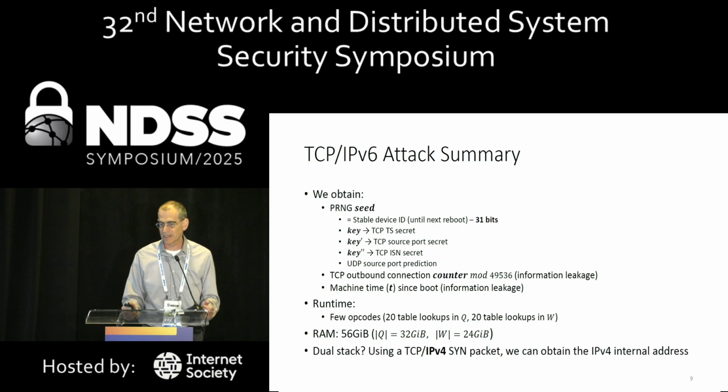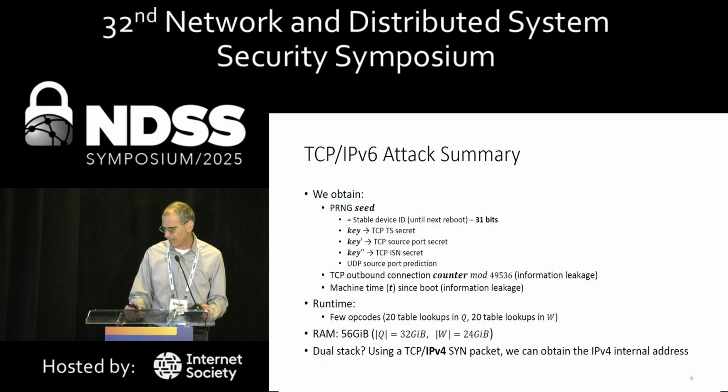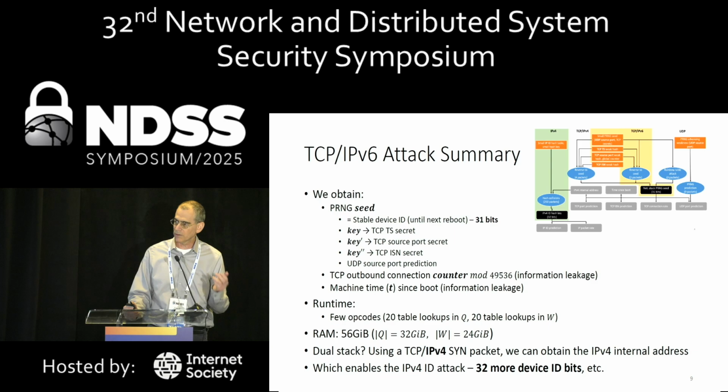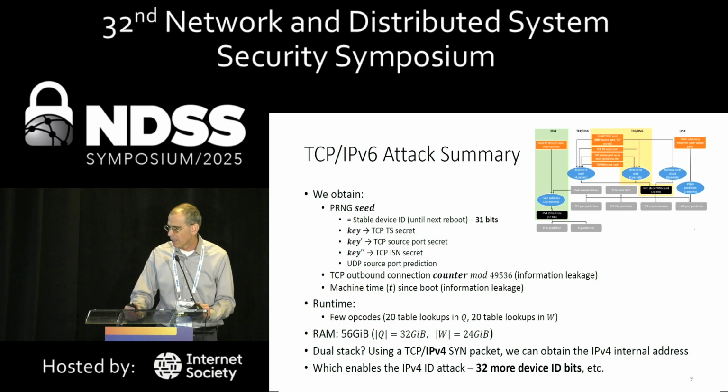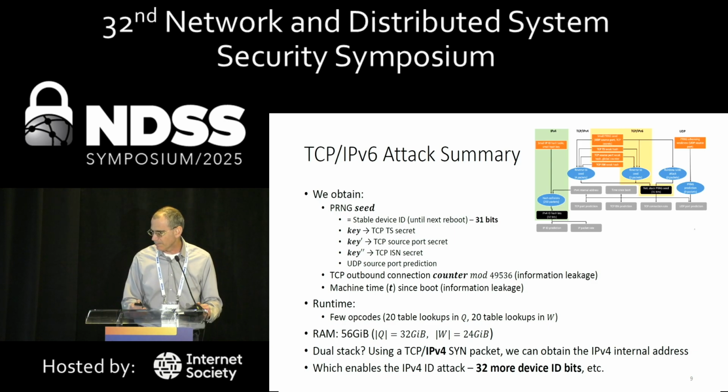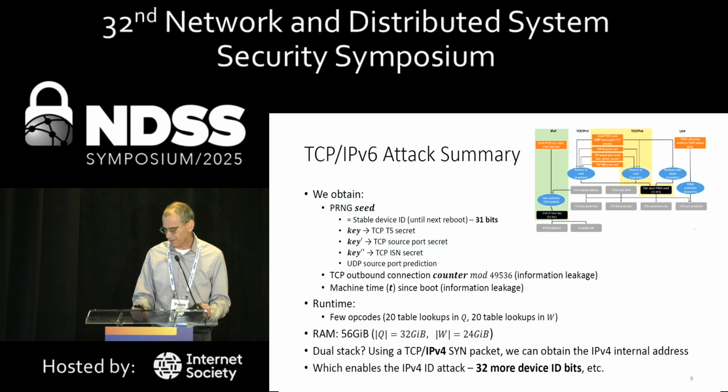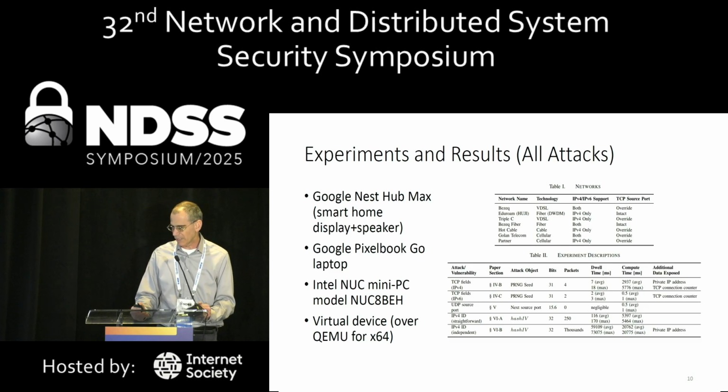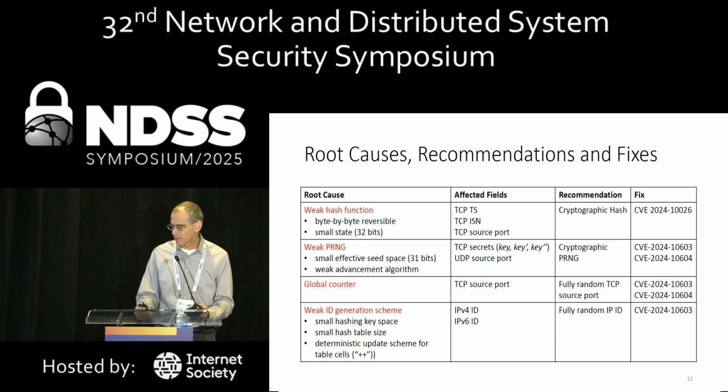If we have a dual stack, so both IPv4 and IPv6 on the same device, we can use another TCP IPv4 SYN packet to obtain the IPv4 internal address. And then if you recall the diagram I showed earlier, we can use the IPv4 address to get another 32 bits of ID. We conducted some experiments on 4 Google Fuchsia devices and 7 different networks and got excellent results. And our root causes are weak.